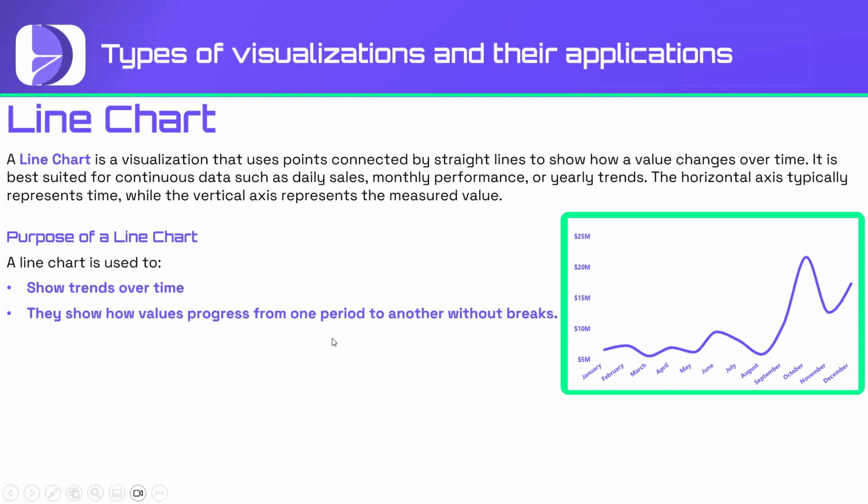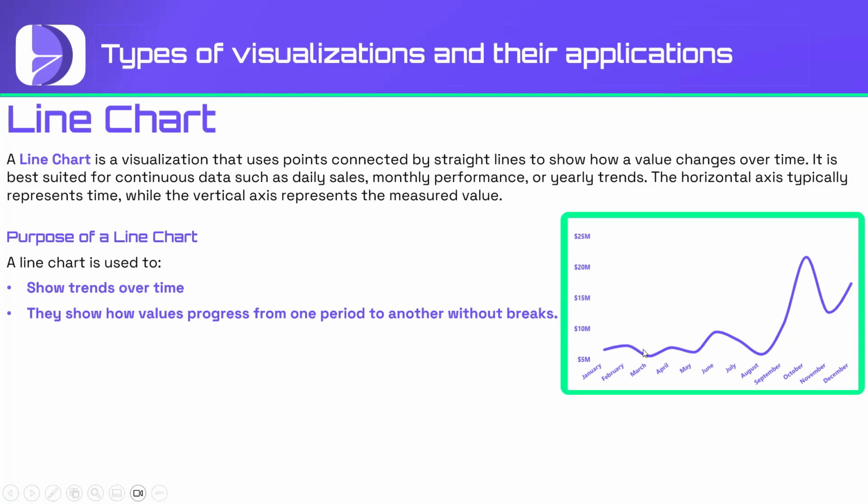The second one is that they show how values progress from one period to another without breaks. Can you see? Without, that's the word, without breaks. You can see how each of these values progress from the start, or from one period to another, without break. From January to February, it increased.